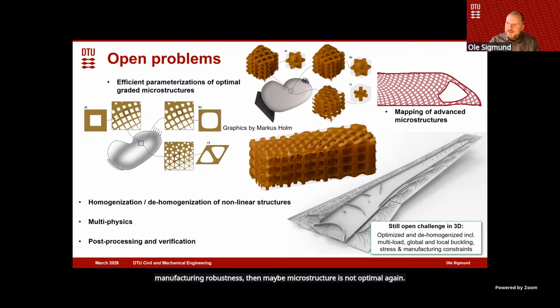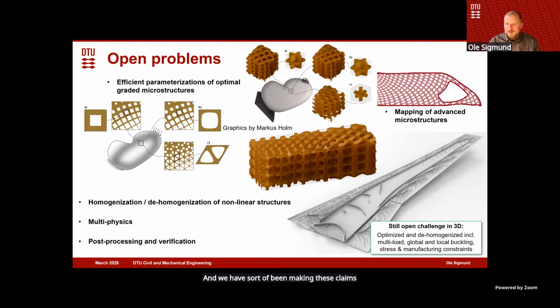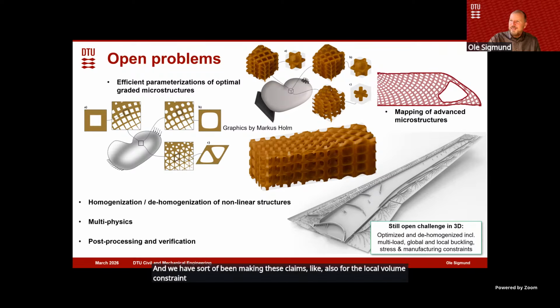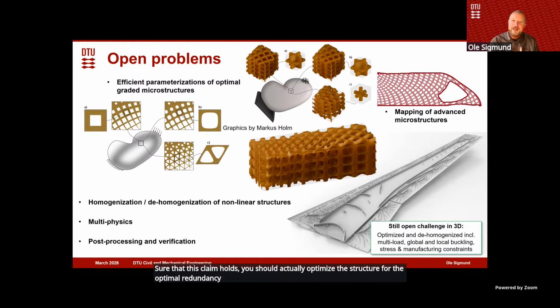And then you would maybe go back and say, okay, so now we don't just optimize for buckling or other things, we actually optimize for this load path redundancy. And we have been making these claims, like also for the local volume constraint, and I made this claim just before also, that by having these hierarchical structures, you get redundancy and therefore maybe better performance. But I think to really make sure that this claim holds, you should actually optimize the structure for the optimal redundancy and then conclude from that.